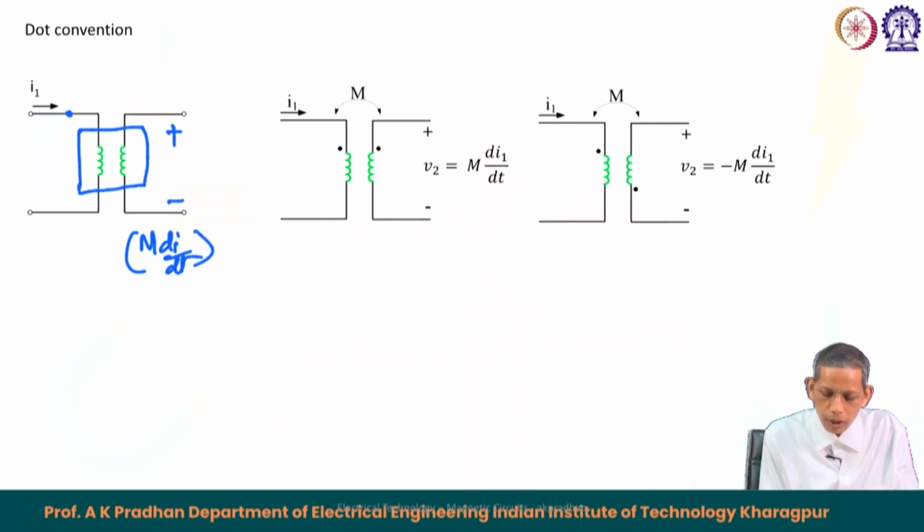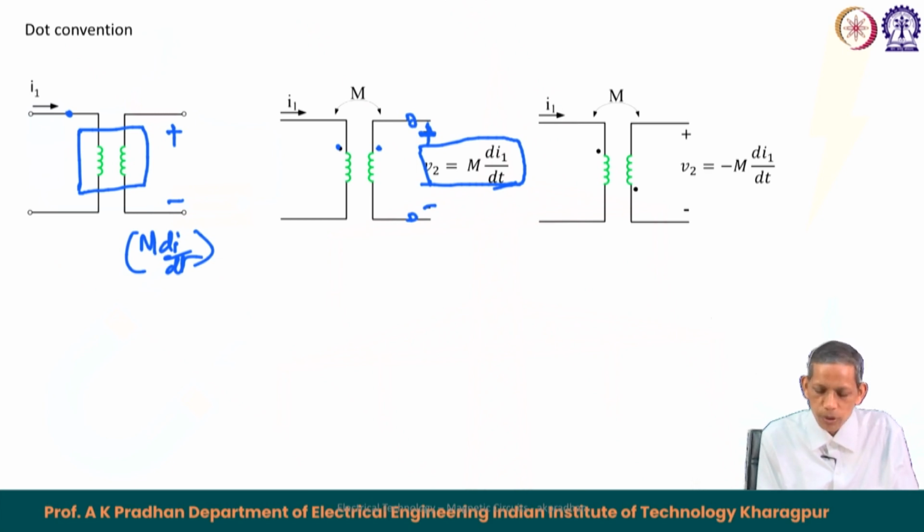So, M becomes positive in this case when the dot terminals are like this. If the current is entering the dotted terminal in the first coil, then the dotted terminal in the other coil becomes positive and the other becomes negative. So, the corresponding V2 becomes equal to M dI by dt. Note that this positive and negative are the measurement sides at the terminals. With respect to this, the corresponding measurement V2 equals M dI by dt, which is positive.